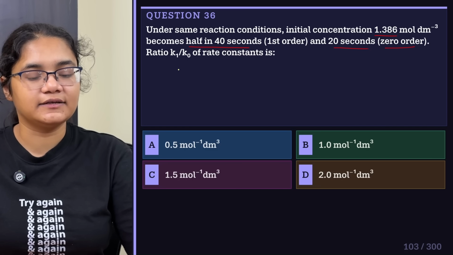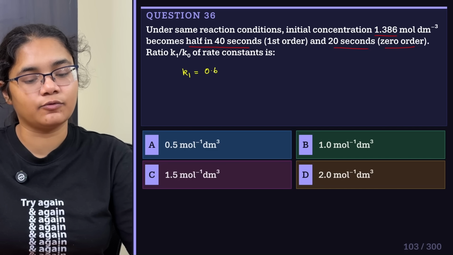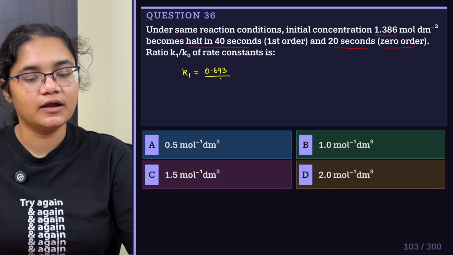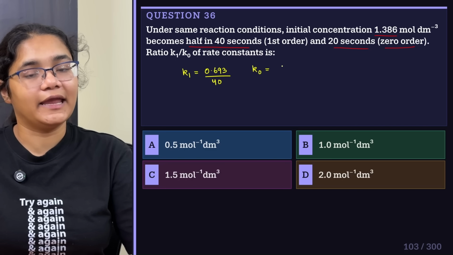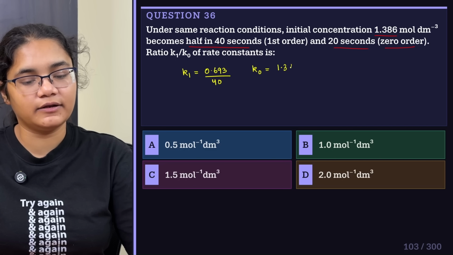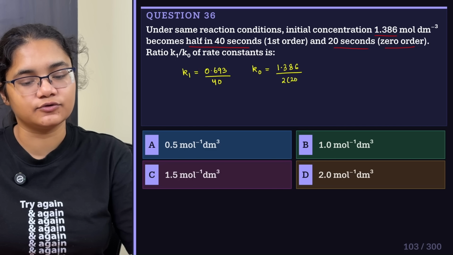So what you will understand, see, what is the value of K1? For a first order reaction, it is 0.693 by T half. T half for first order is given as 40. Now K0 will be A0 by 2K. A0 value is 1.386 by 2 into T half is 20. That is also 40 here.